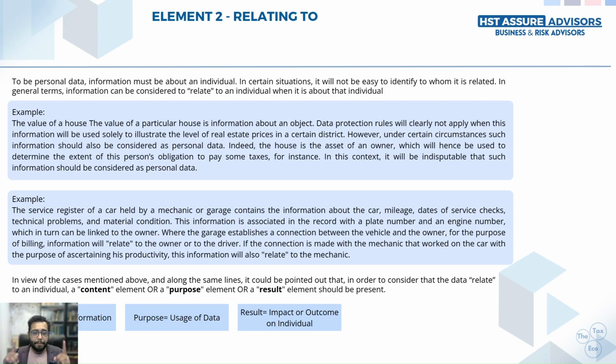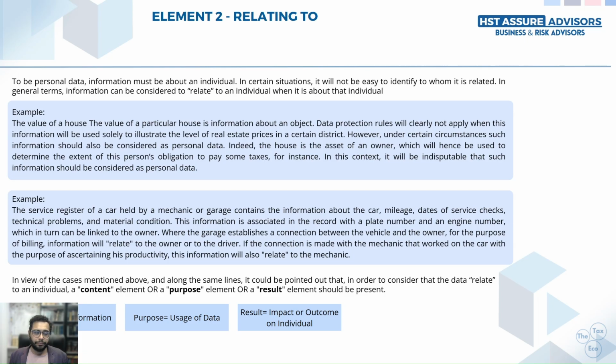In that case, the element of purpose will come into the picture, and it will create a relationship between the information, that is the car information, and the owner, that is an identified or identifiable person. Okay, so through these examples you can understand the element of content, purpose and result, which is creating a relationship. That was our second element. Now we will proceed to our third and important element.